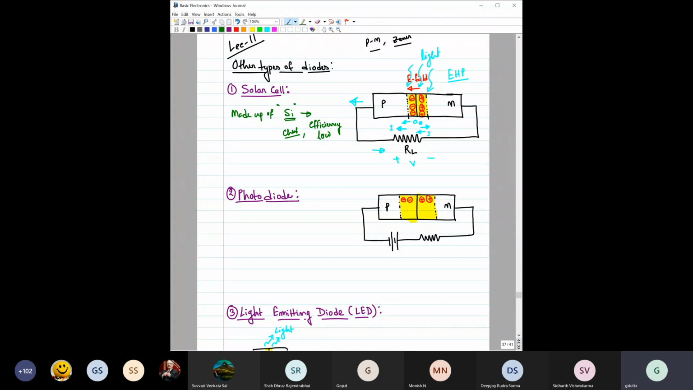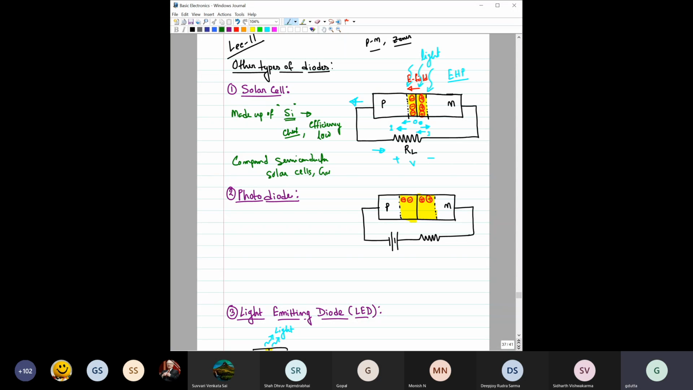But suppose in some applications the efficiency is the most priority, meaning you have to give most priority to efficiency. For example, for space stations, or maybe satellites that you are sending. There, weight is the important thing. You cannot put a huge load on a satellite just because of the solar cell. So for those cases, what we generally use are compound semiconductor based solar cells.